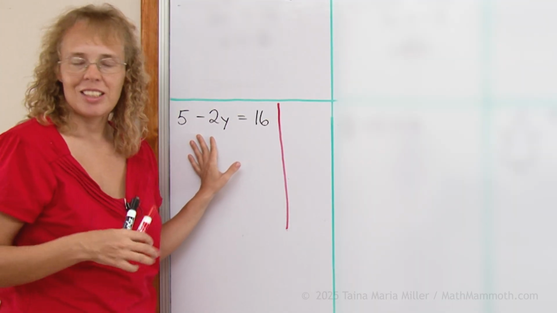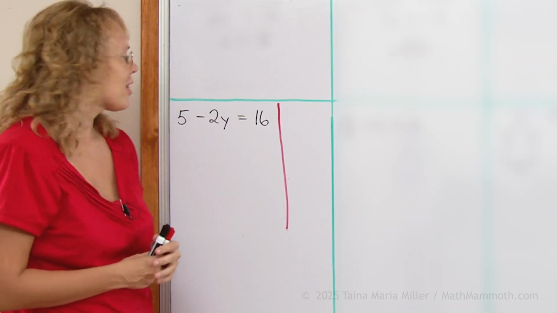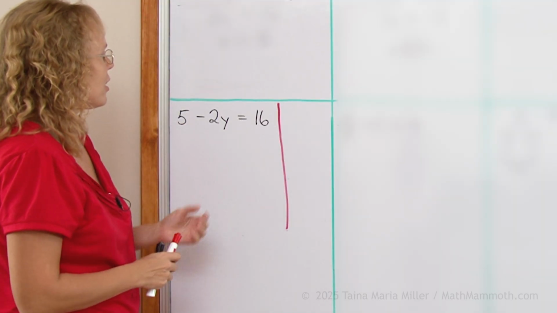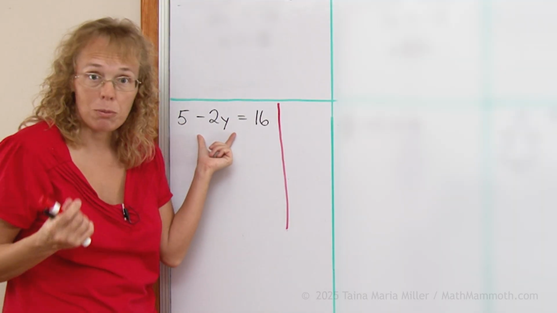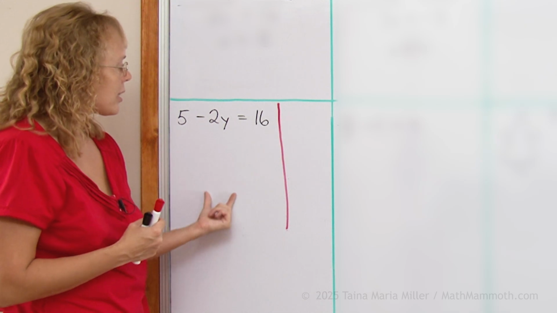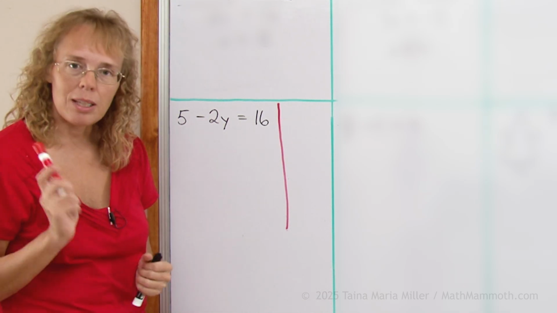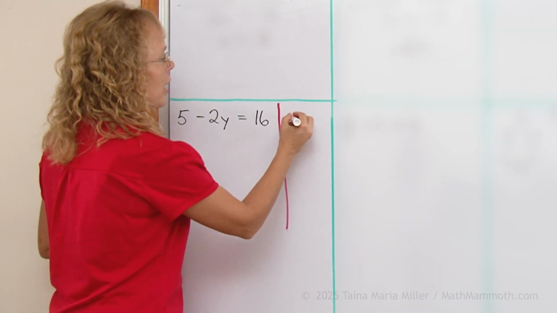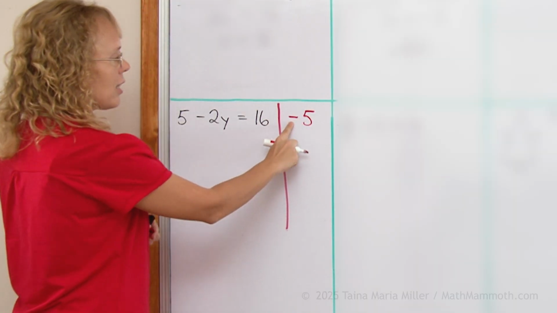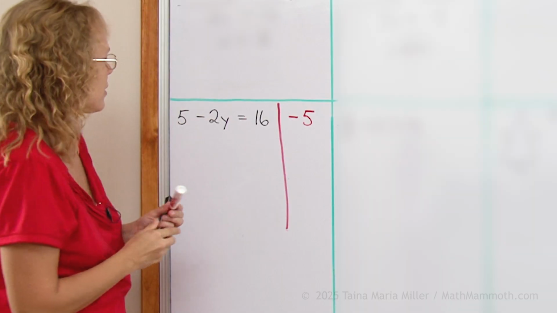Again, there's actually several ways you can start solving this. The way I'm going to do it now is I want to have y, or the term with y, here alone on this side. So I'll get rid of this 5. That means I will subtract 5 from both sides. I'm going to mark it here. This means subtract 5 from both sides.